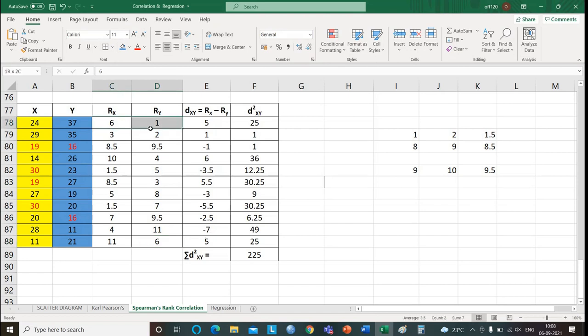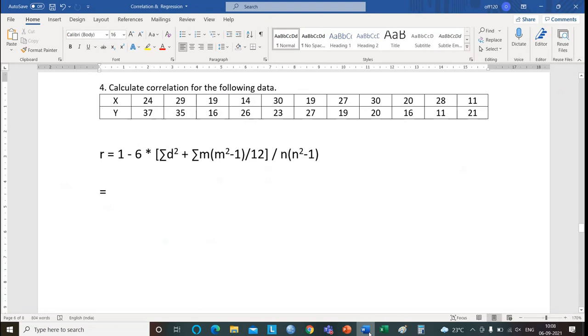So now I have found the ranks of X and ranks of Y. I have also found the D values immediately. 6 minus 1 is 5 and 5 squared is 25. 3 minus 2 is 1, and 1 squared is 1. Likewise, I have found the values of summation D square also. I got summation D square as 225. Now let us substitute these values into our formula for repeated ranks. Now we have clarity that ranks have been repeated.